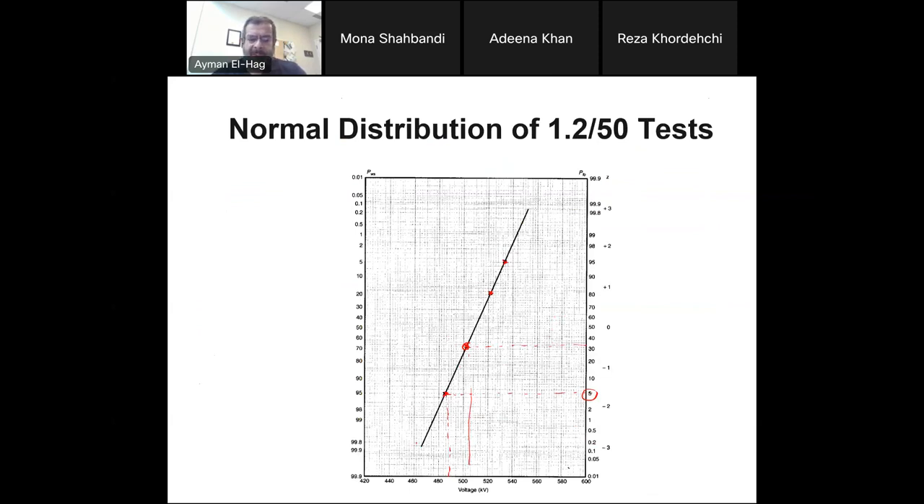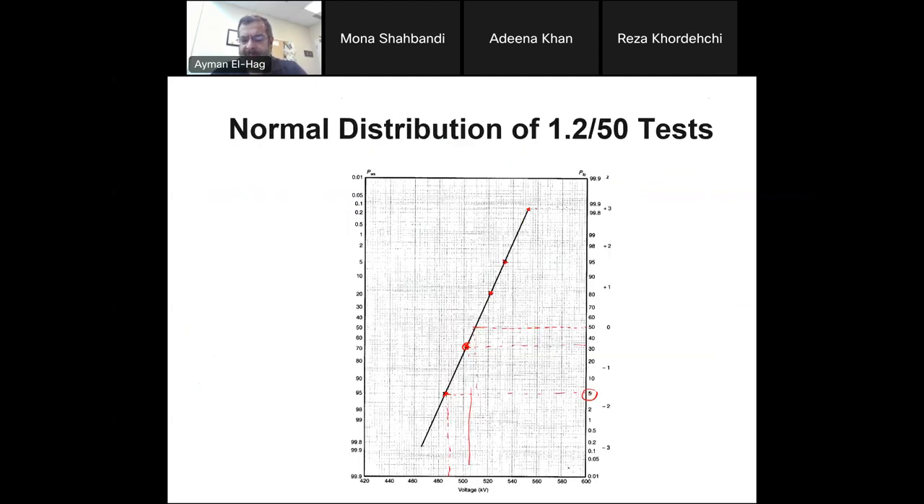And then we can draw here a line. Okay. Now I can find the 50% probability from that curve. So we come here, take this curve. So here, this is my CFO, the critical flashover. This is at the end of the curve here.